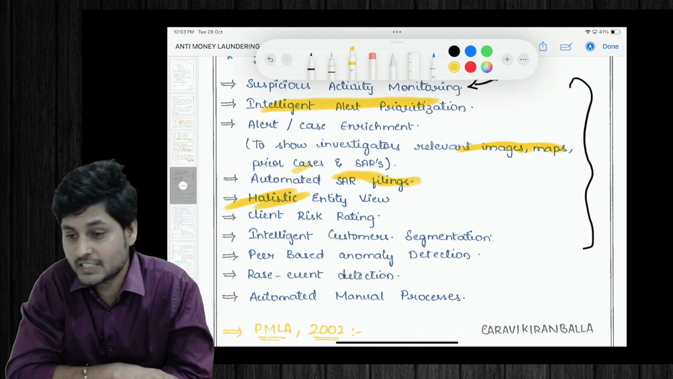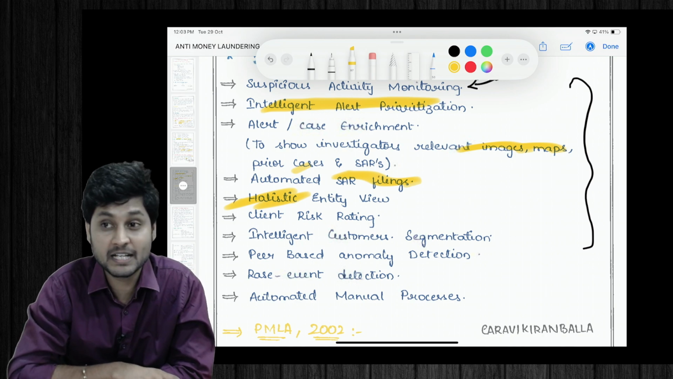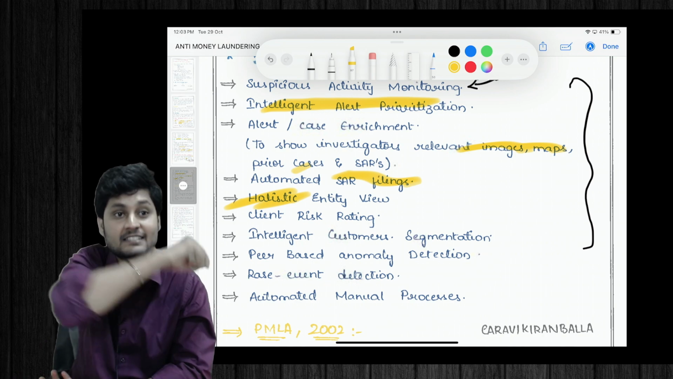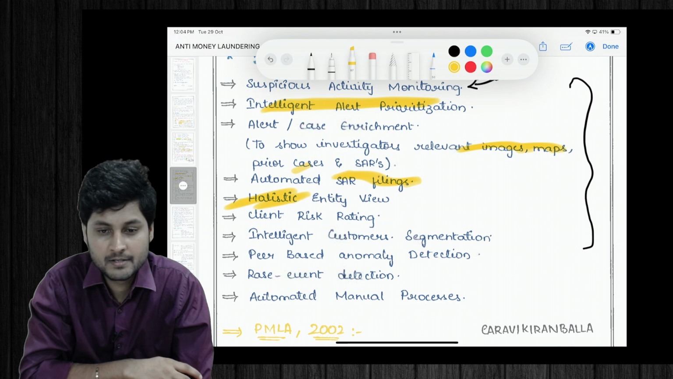Holistic entity view. Did you understand? What is the meaning of holistic? Multiple dimensions or multiple directions in which the investigation must be done. That is the meaning of holistic.